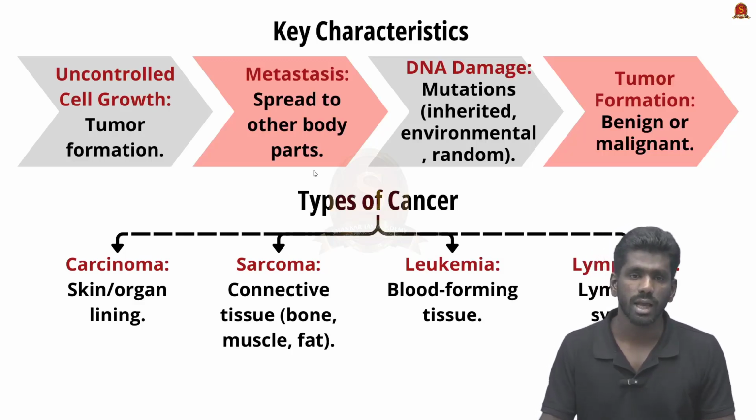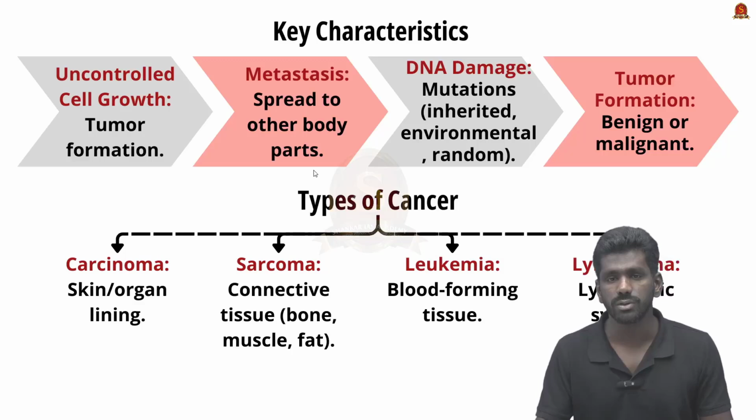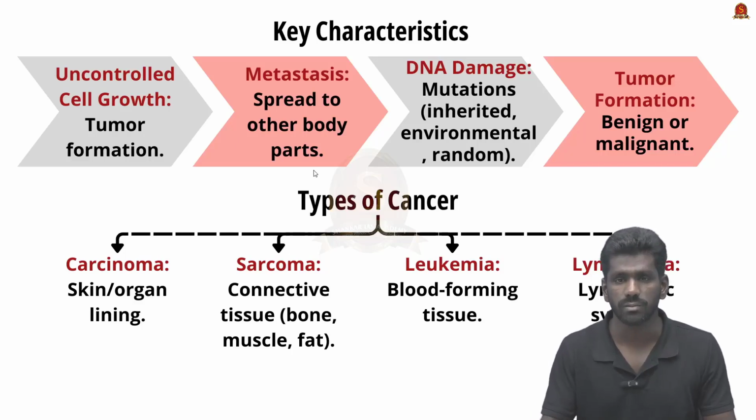Leukemia is a cancer which is formed in the blood tissues, hindering the body's ability to fight infection. Lymphoma is a cancer which affects the lymphatic system. The lymphatic system is a part of the immune system.